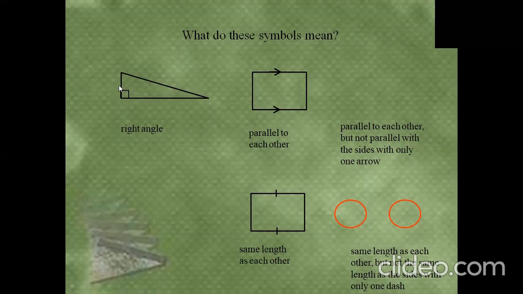You can see in the diagram, a square portion is shown in the figure. This square portion means that it is a right angled triangle. In the second figure, two arrows are shown on the opposite sides. That means these two sides are parallel to each other, but not parallel with the sides with only one arrow. The third symbol shows two dashes on the opposite sides. This says that the sides are equal in length, the same length as each other, but not the same length as the sides with only one dash.